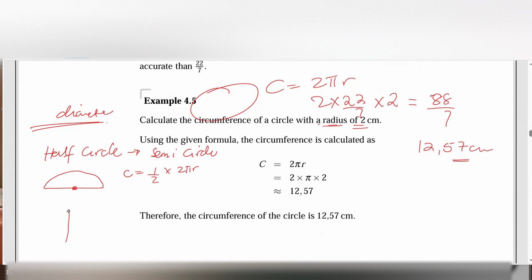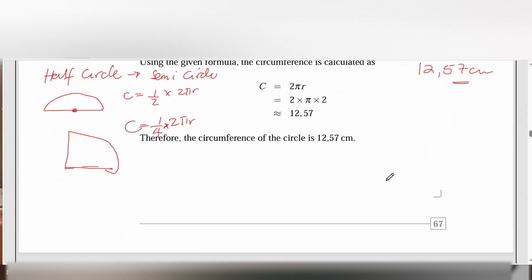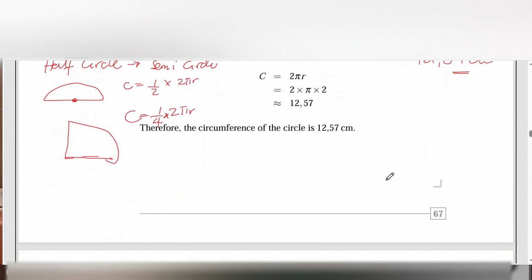If the circle is just a quarter, let's see. If it's a quarter, meaning that the circumference should be a quarter of 2 pi r. So you get the circumference of the full circle and then multiply it by the fraction of the circle we're dealing with. Even if it's 3/4 of a circle, we just have to do the same thing.